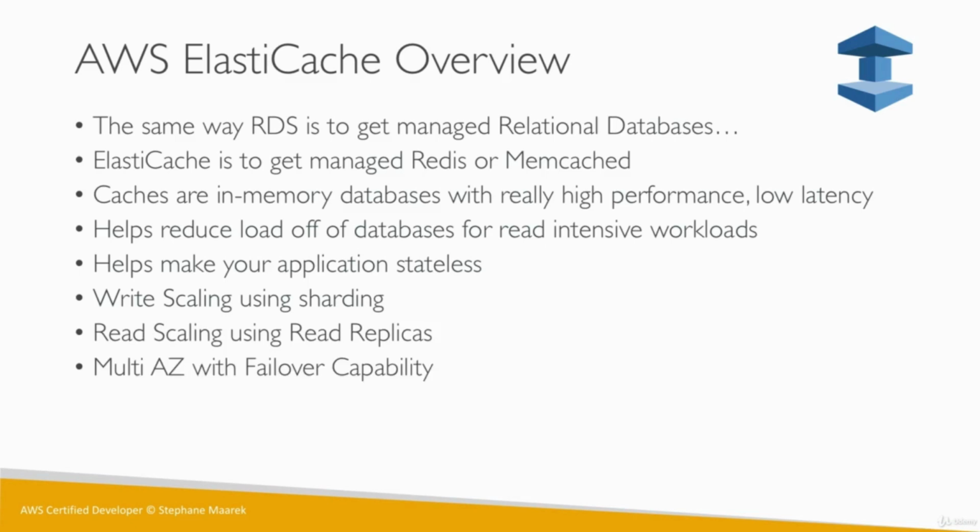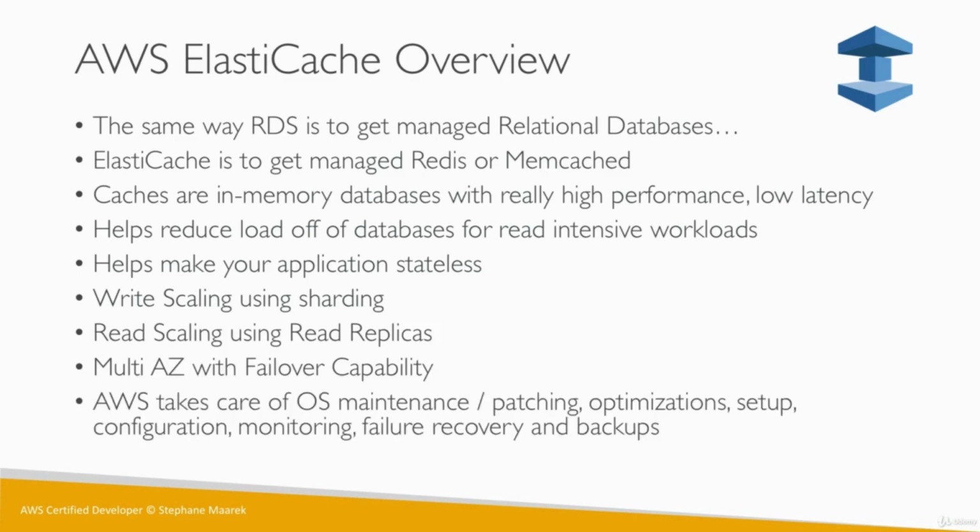It has multi-AZ capability with failover, so just like RDS. And it has AWS taking care of OS maintenance, patching, optimization, setup, configuration, monitoring, failure recovery, and backups. So basically, it looks a lot like RDS, and there's a very good reason. It is pretty much the exact same thing. It's an RDS for caches, and it's called ElastiCache. Okay, that's what you should remember. So there is write scaling, read scaling, and multi-AZ.